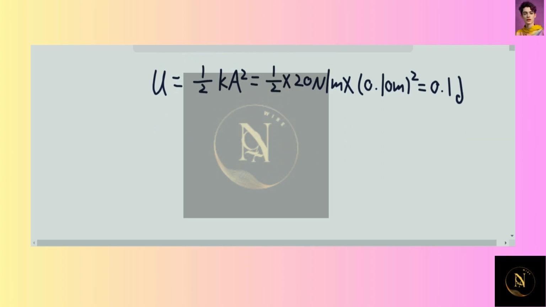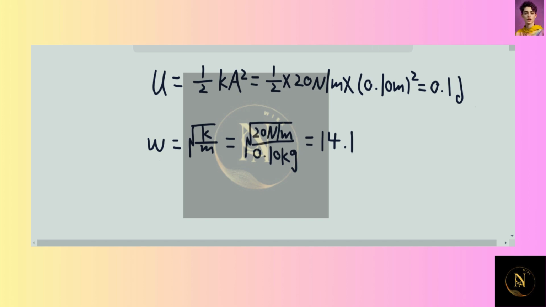And the angular frequency can be equal to the square root of spring constant over mass, which is equal to the square root of 20 Newton per meter over the mass, and the mass was given as 0.10 kilograms, so it's over 0.10 kilograms, which will give us the angular frequency is about 14.1 radian per second.